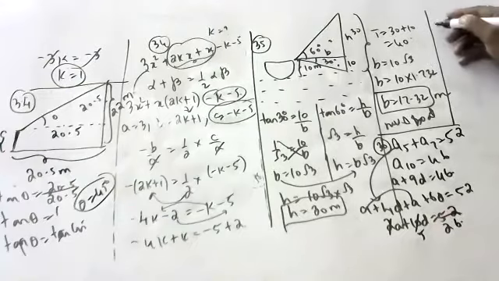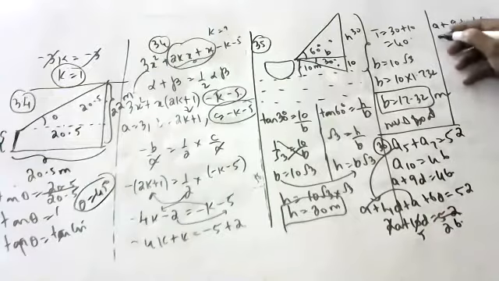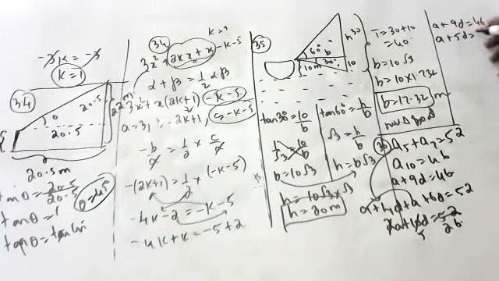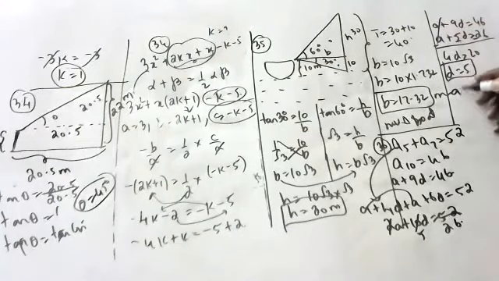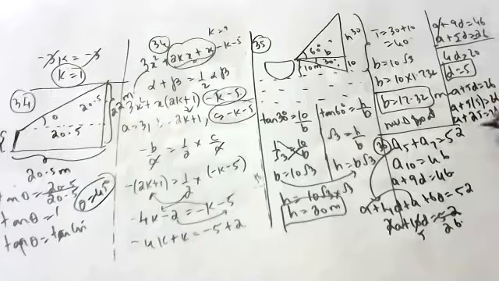So what happens, children? A plus 9D is equal to 46. A plus 5D is equal to 26. Minus, A cancels. 4D is equal to 20, D is equal to 5. Substitute in any one of the equations. A plus 5D is equal to 26. A plus 5 into 5 is equal to 26. A is equal to 1. Okay, A is equal to 1.